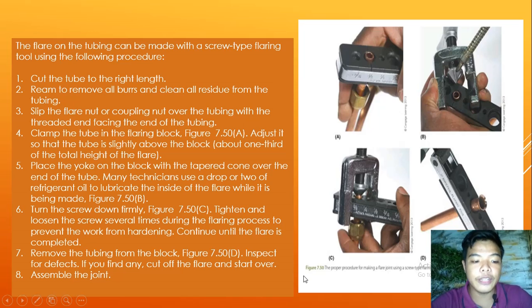Next, remove the tubing from the block, letter D here. Inspect for defects. If you find any, cut off the flare and start over. Then the last procedure on flaring is to assemble the joint.